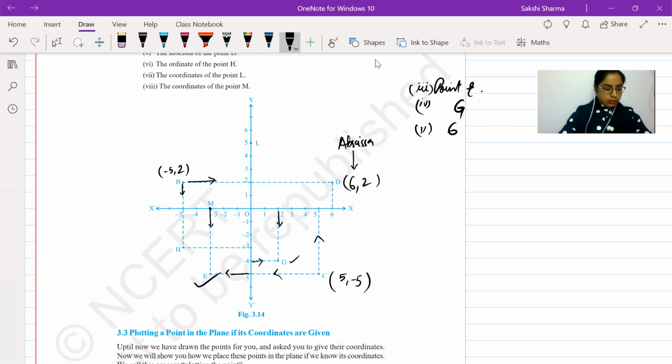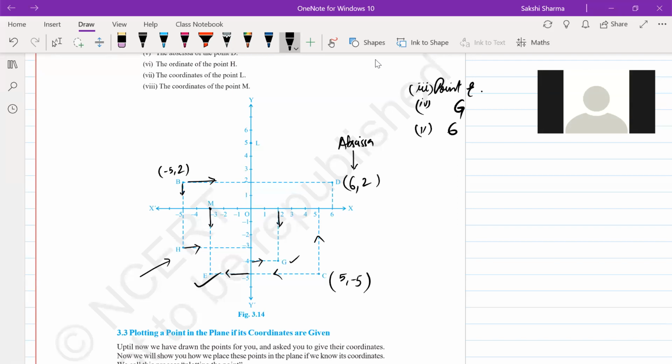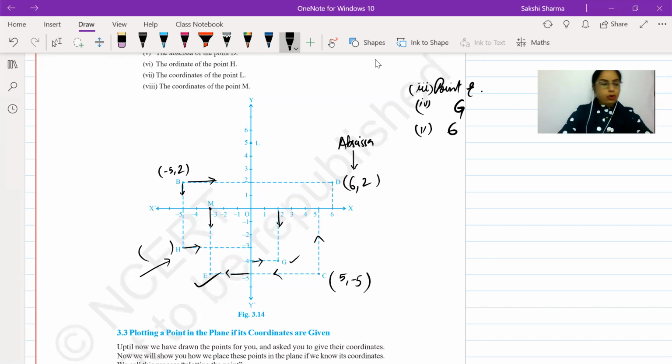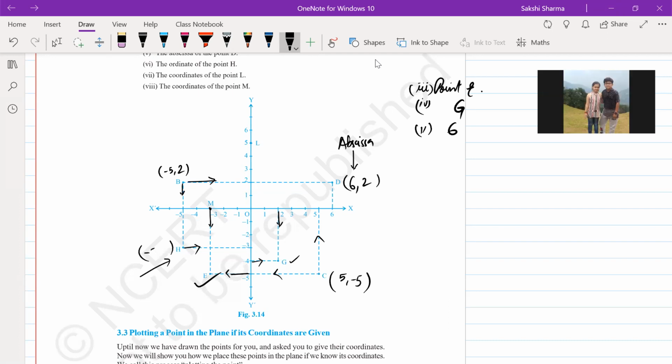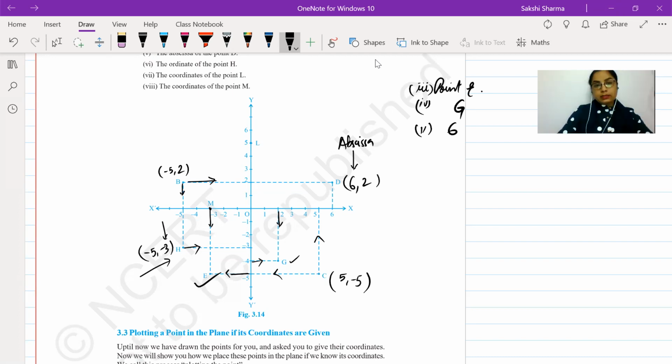Then the ordinate of point H. H is right here. -3. If you want to write down the coordinates of H, it is -5, -3. And this one is called the ordinate. The y coordinate is called the ordinate. The answer for the sixth one is -3. Then the last, the coordinates of point L.